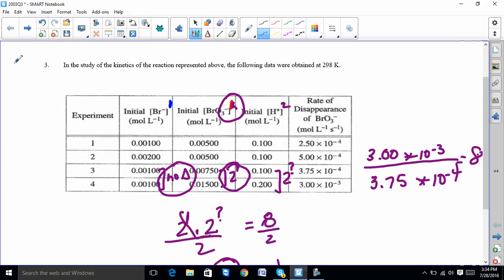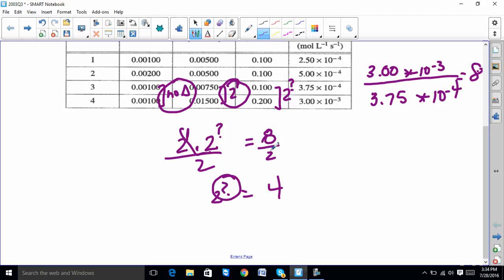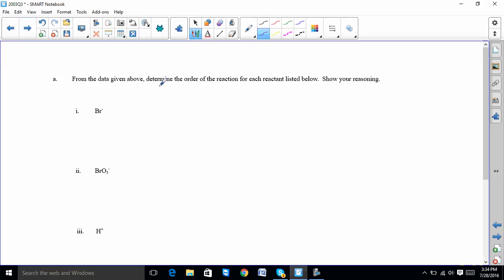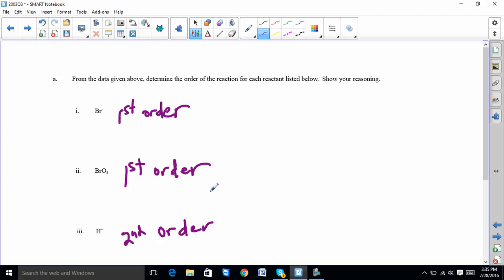But if you look at it, the chart was just on the first page, so I'm going to go to the next page. And the first question is, from the data given above, determine the order with each reactant. So we figured out that this was first order, and all that math I did showed it. This is first order, but this was second order. I remember on the AP exam, it's always going to be 0, 1, or 2.